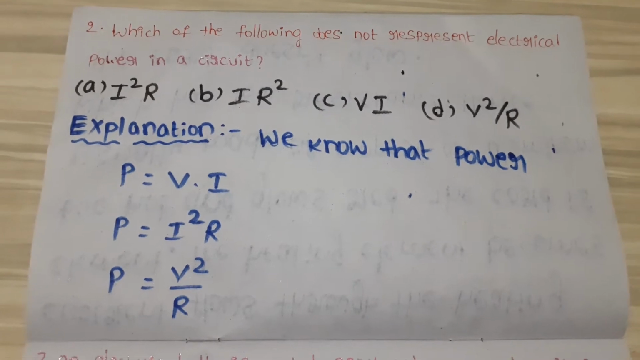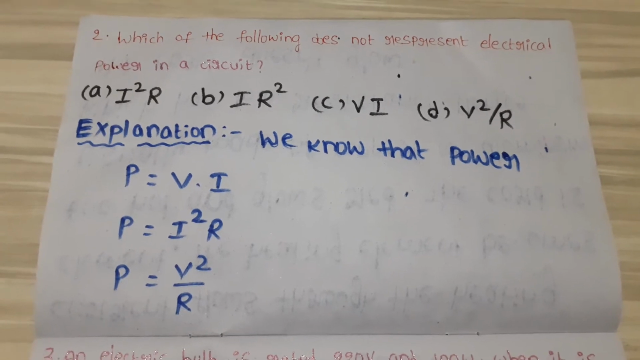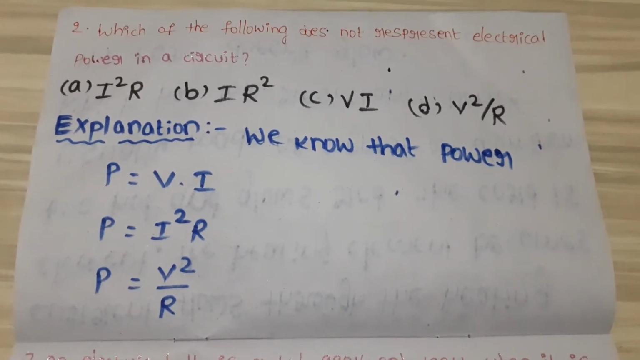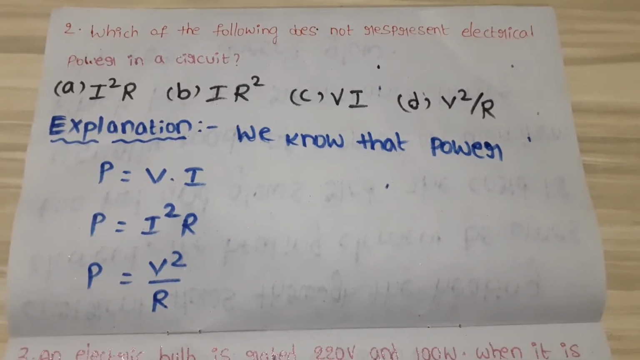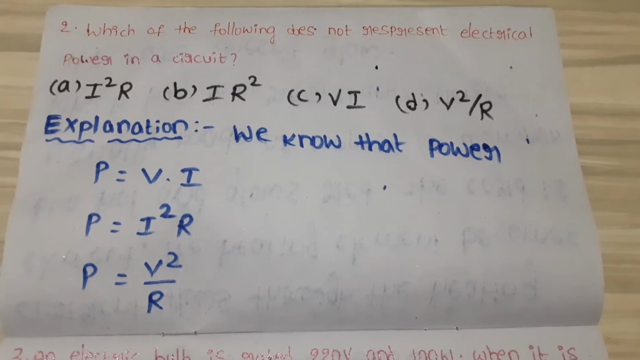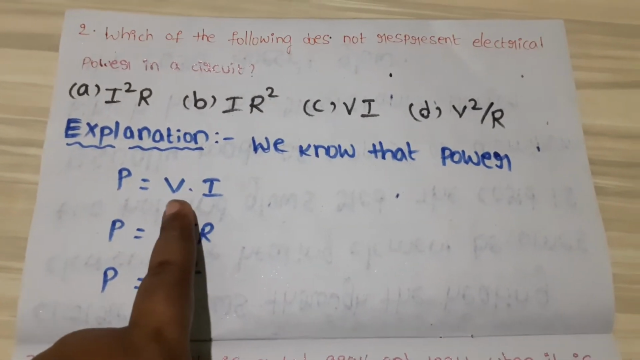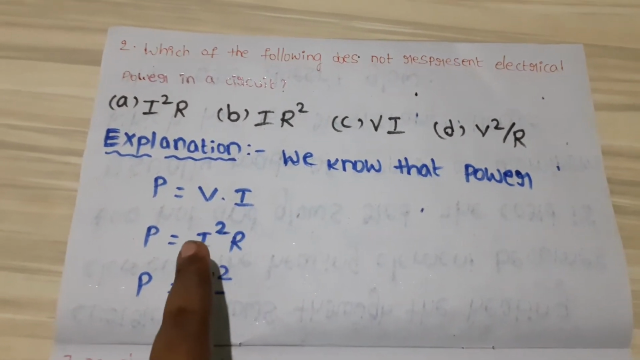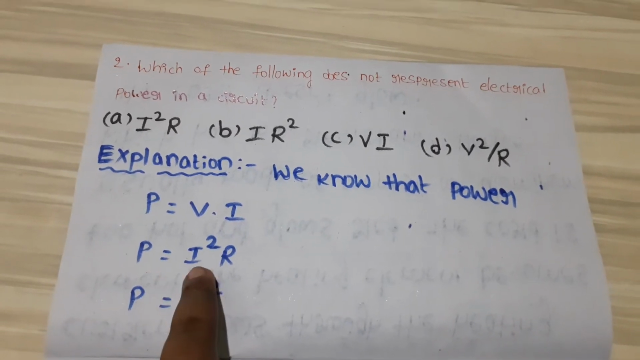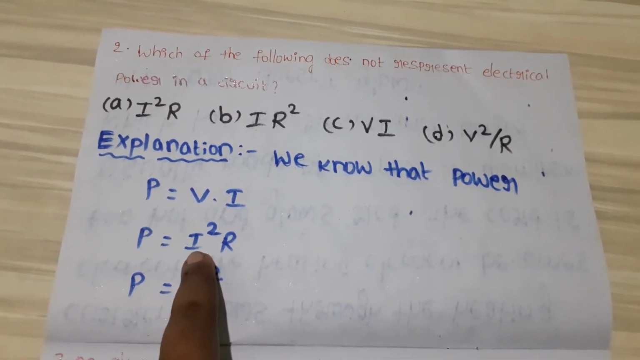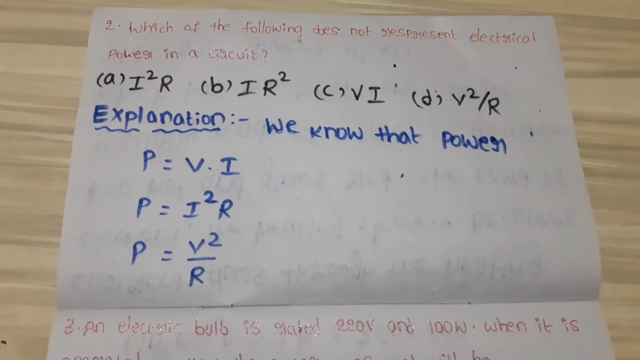Second question: which of the following does not represent electrical power in a circuit? There are four options: option A I square R, option B I R square, option C VI, option D V square by R. We know the power formula P equals VI. This is the first formula. If we substitute V equals IR from Ohm's law, the power formula changes to I square R.